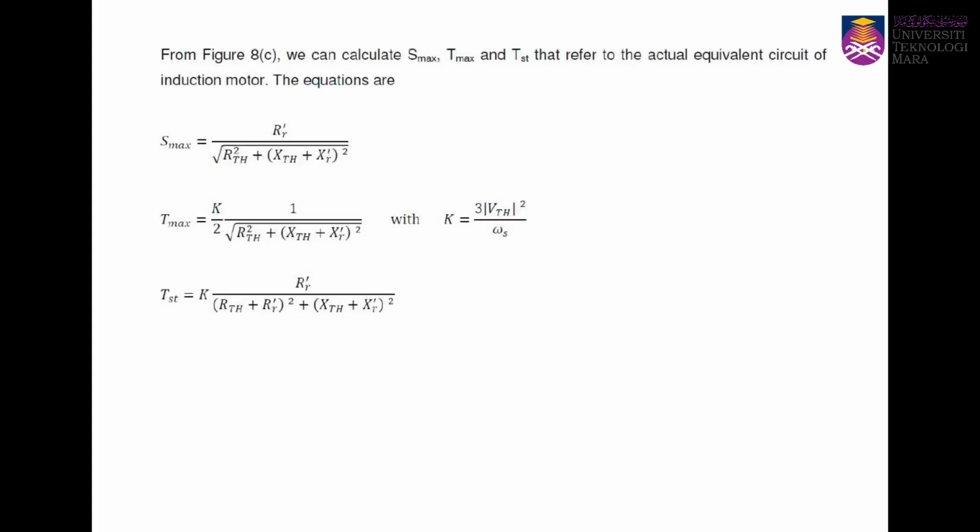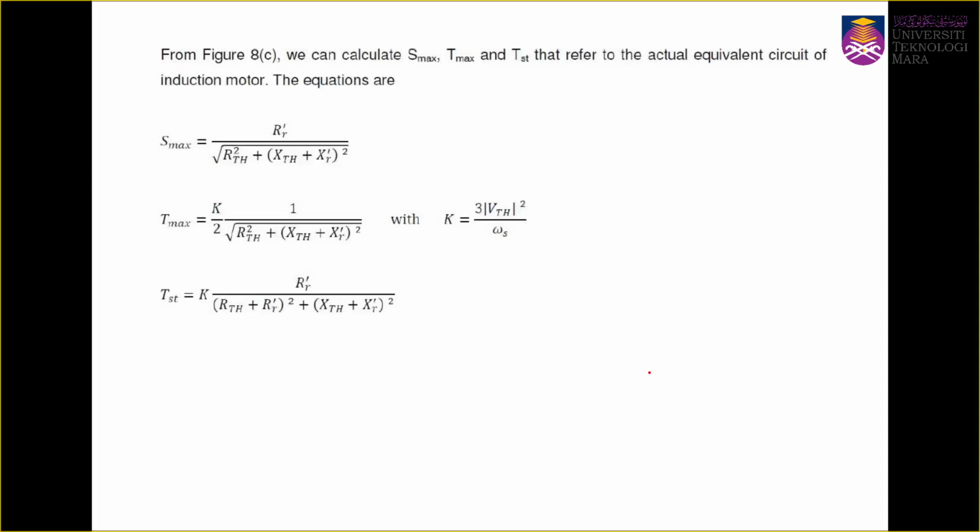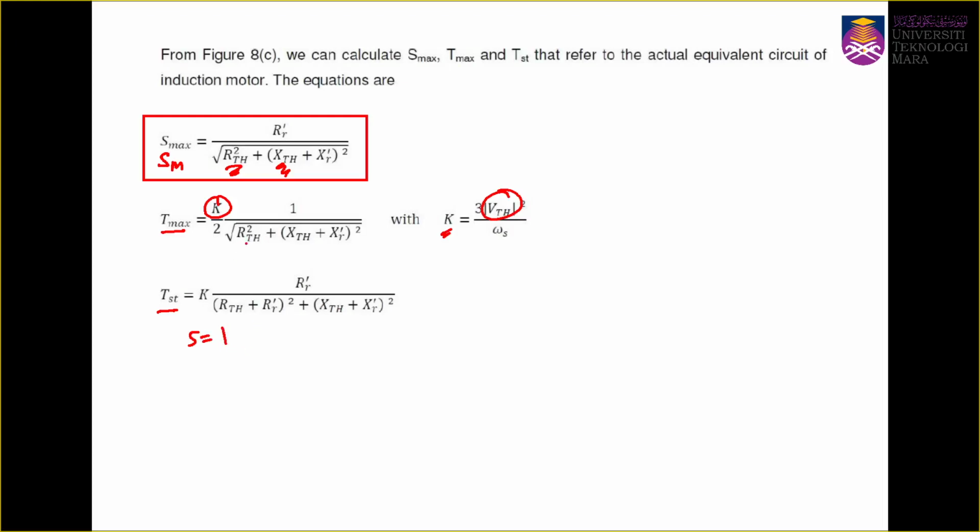So from that figure, once you use the Thevenin's, now you have RTH instead of RS and XTH instead of XS. This is SM, just now you had SM, isn't it? So the same equation, and the Tmax now becomes Tmax, 3 VTH squared. K is just that one. Nothing new actually. So 3 VTH squared over 2 omega s gives you Tmax. And this is T start, the starting torque, so S is 1. So everything changes to RTH. So how to get RTH? You need to find ZTH, but it is jXM in parallel with RS plus jXS, just that.